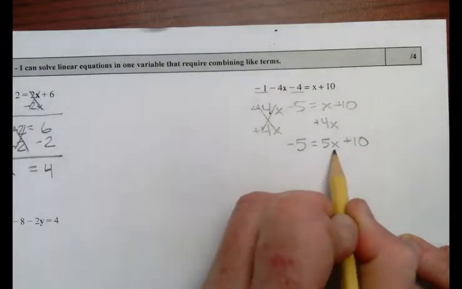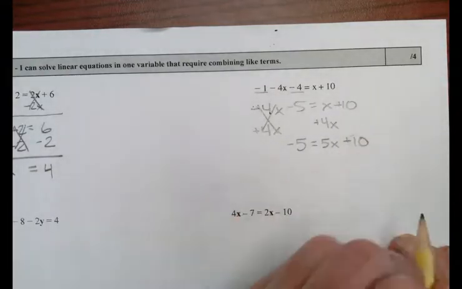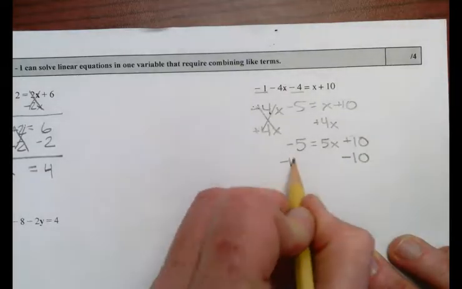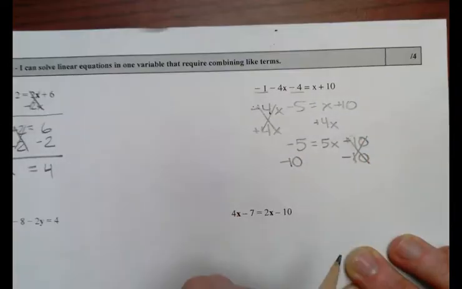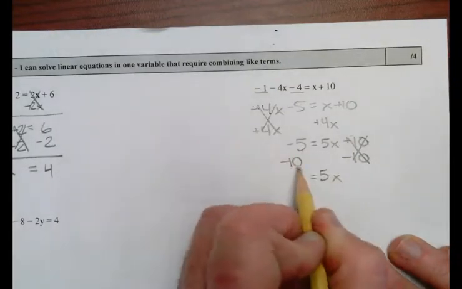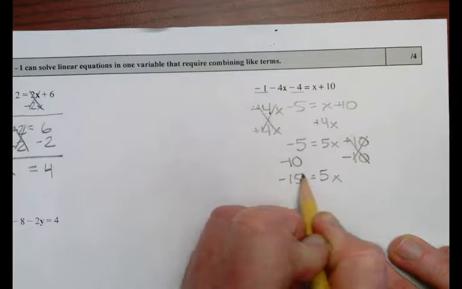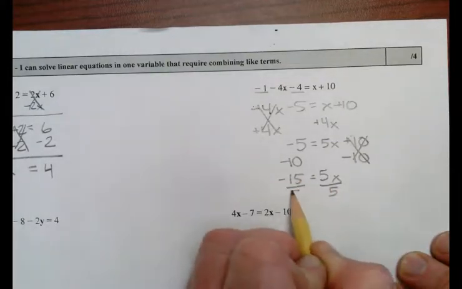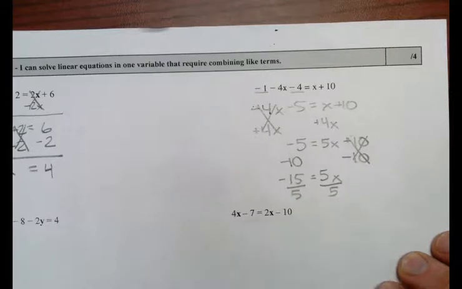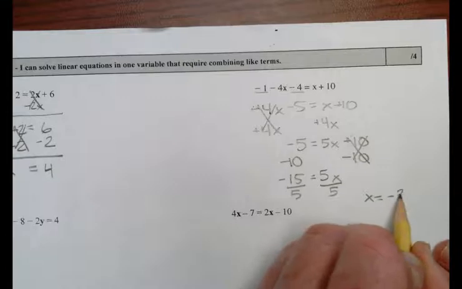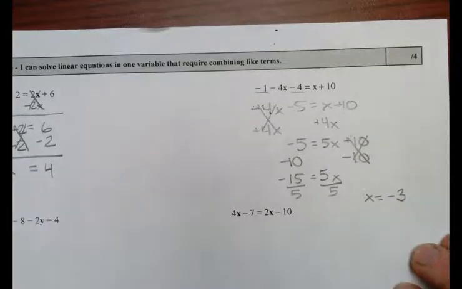I need to get x by itself, so I need to eliminate this positive 10. So create a zero pair. So I have 5x equals -5 and -10 is -15. Now we're going to divide this up into 5 equal groups. So x is -3. Right? -15 into 5 equal groups is -3.